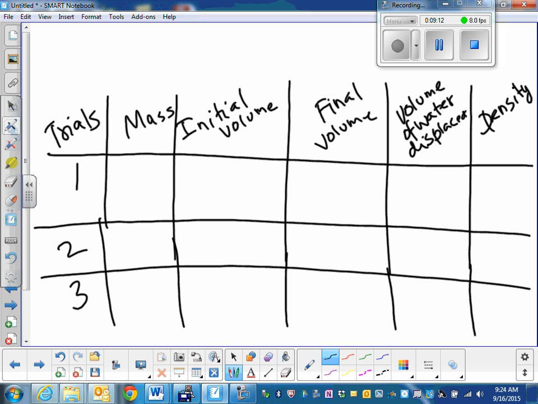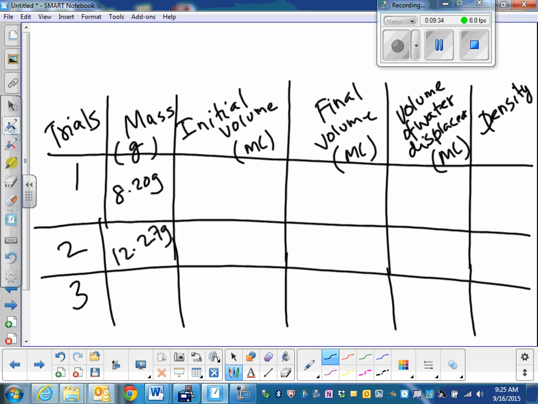Okay, so I had 8.20 grams for 2 stoppers, and then I had 12.27 grams. I'm measuring the mass in grams. I'm measuring the initial volume in ml. I'm measuring the final volume in ml. I'm measuring the volume of water displaced in ml.